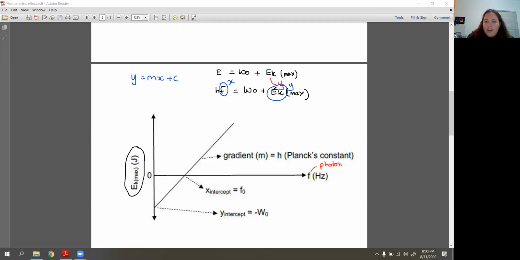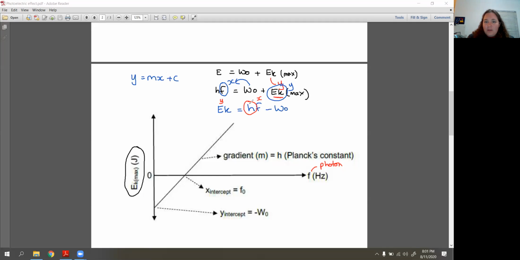So if I do that, I'm going to take EK on its own and I'm going to get W naught to go to the other side. So I'm going to say EK is equal to HF minus W naught. All right. Hopefully everybody followed that. I just flipped everything and moved things over at the same time. So the kinetic energy is now on its own. The W naught went across to the other side and changed its sign. So this is now Y, this is now X.